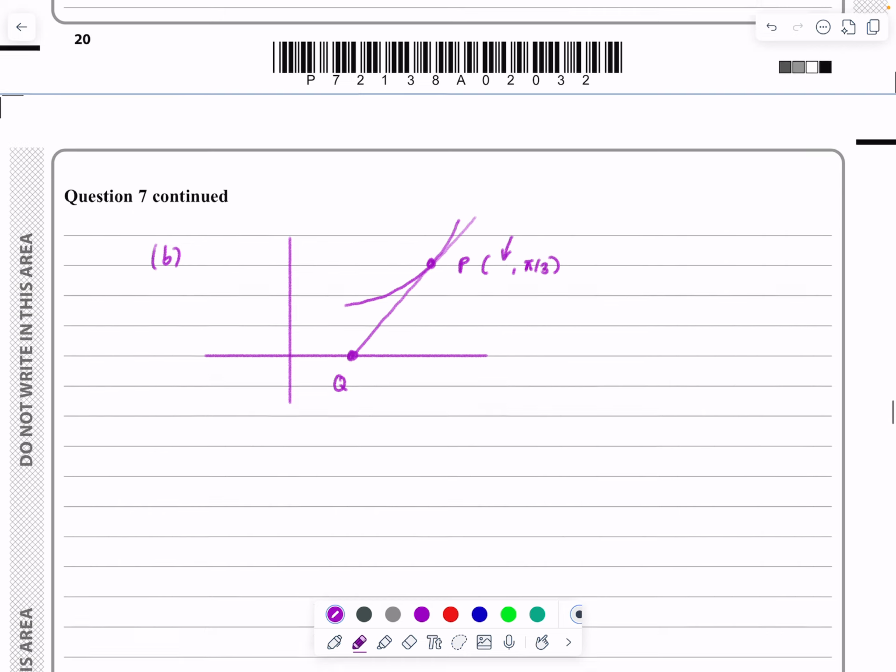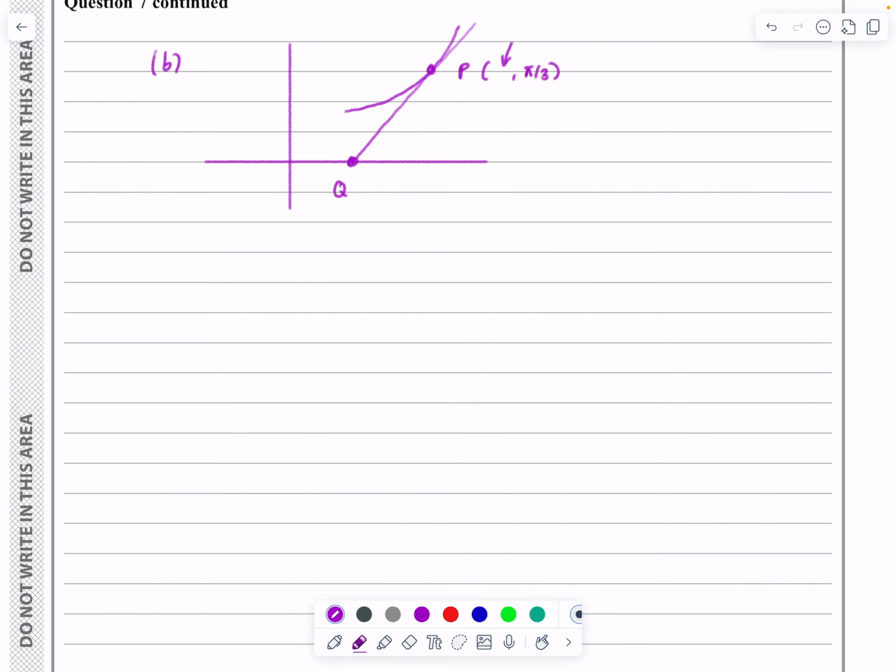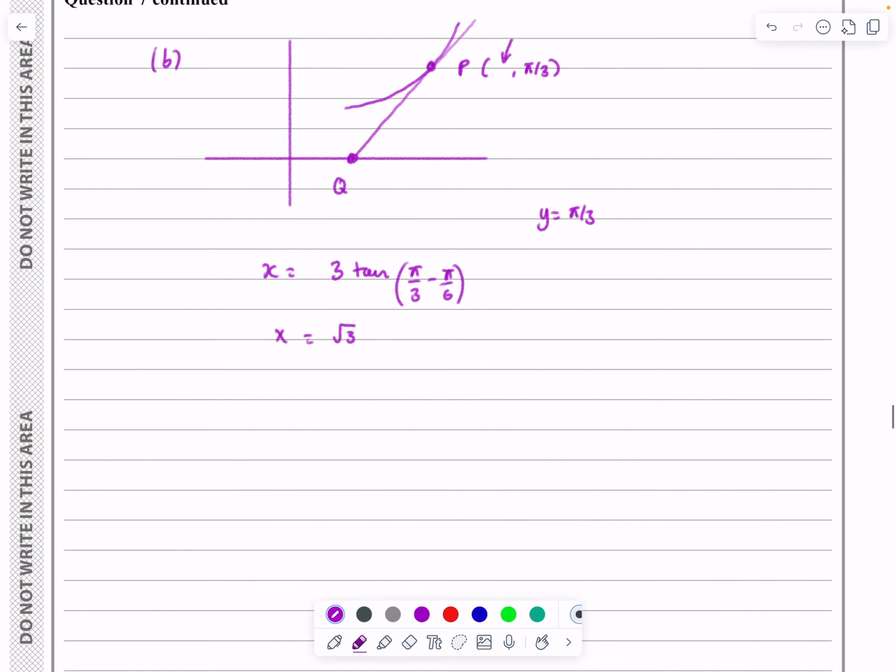But because of the way that we've got the work already set out, we know that x is equal to 3 tan (y minus pi over 6), and y is equal to pi over 3. So it's 3 tan (pi over 3 minus pi over 6). Remember, y is equal to pi over 3. So that's just going in there to work out what the x value is going to be. So stick that into your calculator and work it out. It works out that x is equal to root 3.